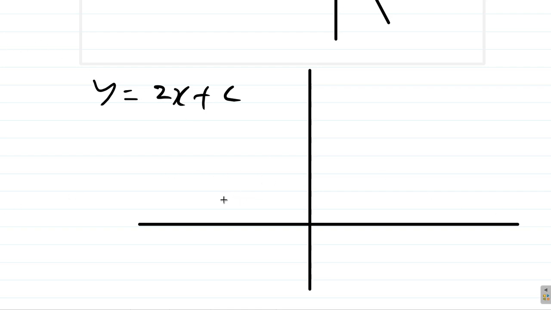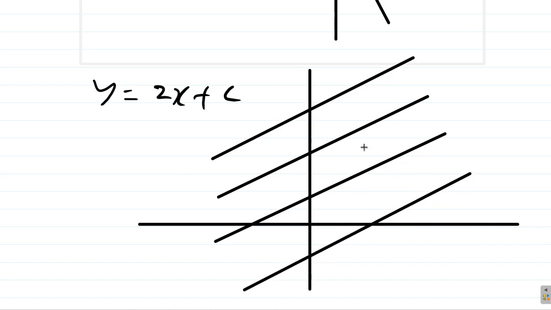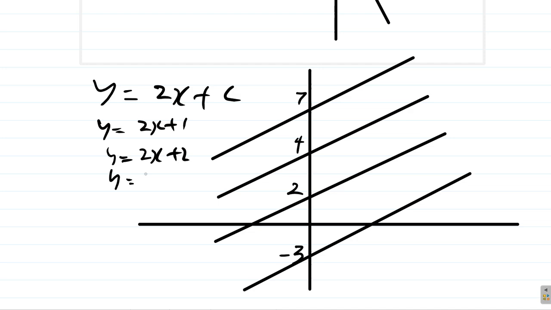Alright? So you could have, say, 2x plus c. You could have this, you could have this, you could have this. In this case, c might be 2, in this case c might be 4, c might be 7, c might be negative 3, whatever c is. So y is equal to 2x plus 1, y is equal to 2x plus 2, y is equal to 2x plus 3, y is equal to 2x plus negative 3, whatever it is. It's a family of curves, right?